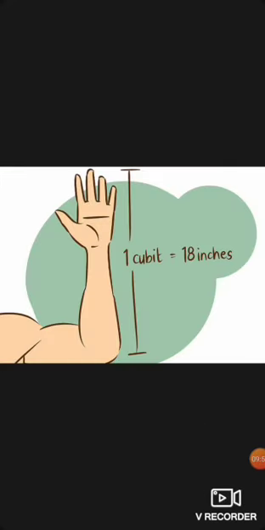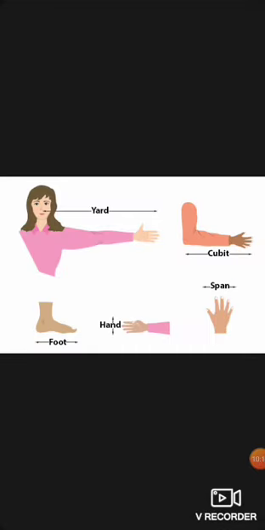So here we can see what is the meaning of 1 cubit. 1 cubit is nothing but the length from the tip of the middle finger to the elbow. Okay. What is the meaning of yard? Yard is nothing but the length from the nose to the tip of the finger. Yard means length from the nose to the tip of the middle finger.